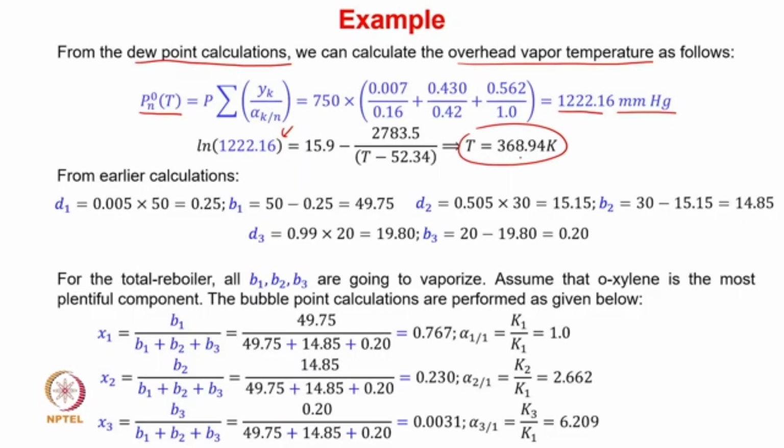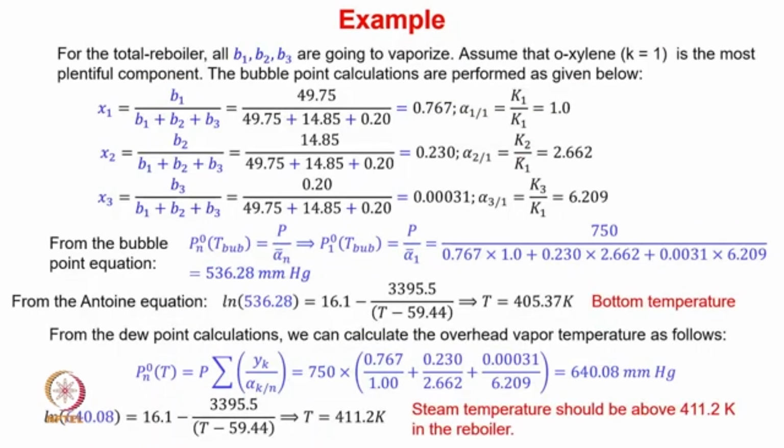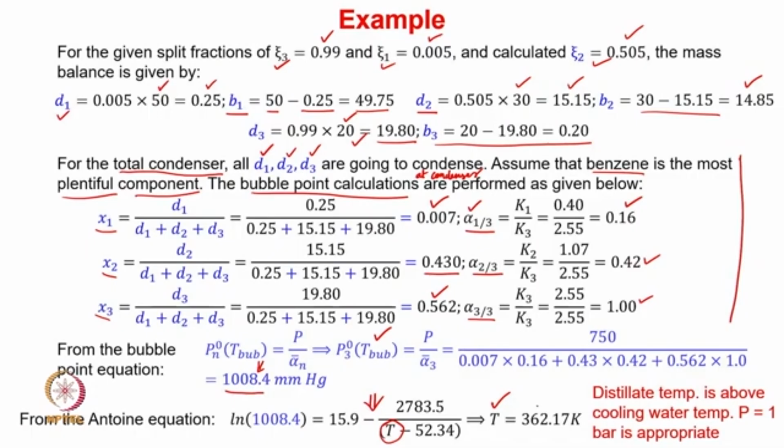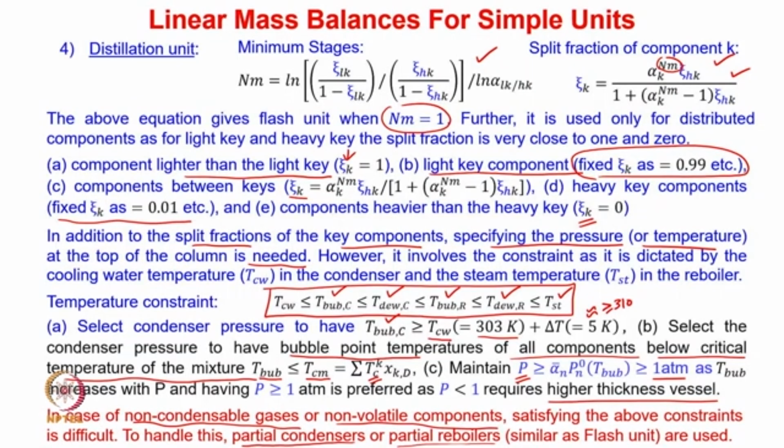Okay, so you can see that this is the dew point temperature. This particular temperature is greater than the bubble point temperature. So the bubble point temperature is 362, and that is 368. So you can see that in this particular equation this term is satisfied, even the dew point temperature is higher than the bubble point temperature, so this condition is also satisfied.